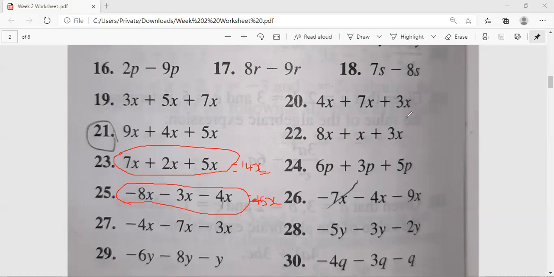Good. So I believe all of this you should be able to work. Any problem, just inbox me. Don't forget, there's a lot of worksheets for you to work. Next, I want to do multiplication and division of algebraic expressions.